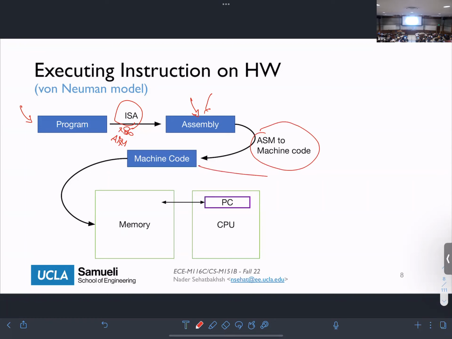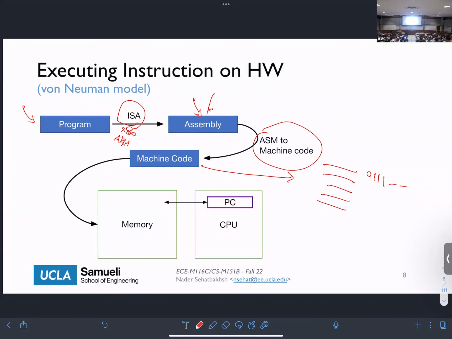So this machine code here is basically a list of zeros and ones, right? And then we put this into our memory. Part of the memory would be filled with this machine code. And then this PC, which is a specific register inside our CPU, will be pointing to the beginning of this instruction block. So this is again a repeat of what I just said in the previous slide, with some pictures. Okay, is that clear, everybody?